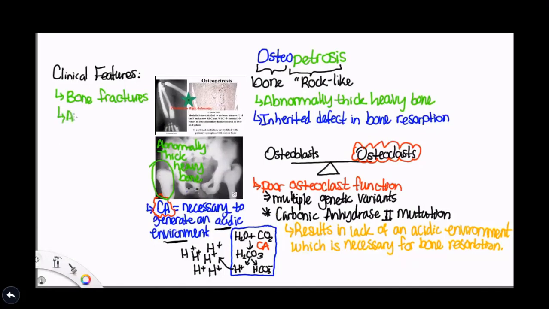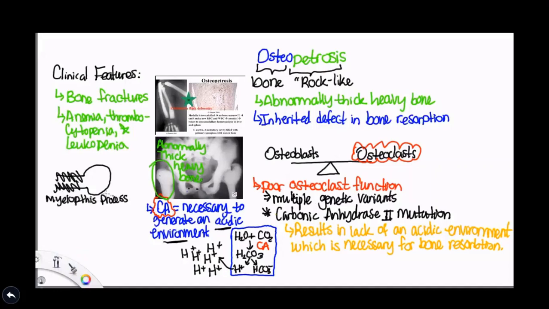Patients can also have anemia, thrombocytopenia, and leukopenia. This occurs because the thickening of the bone replaces the medullary space, which is called a myelophthisic process. The myelophthisic process knocks out the ability for hematopoiesis, which means generating blood cells. So if hematopoiesis is knocked out, individuals end up with anemia, low red blood cells, thrombocytopenia, low platelets, and leukopenia, low white blood cells.